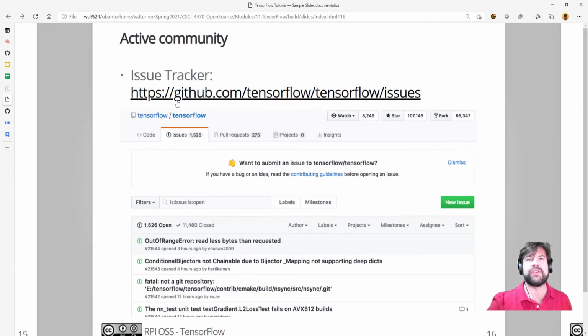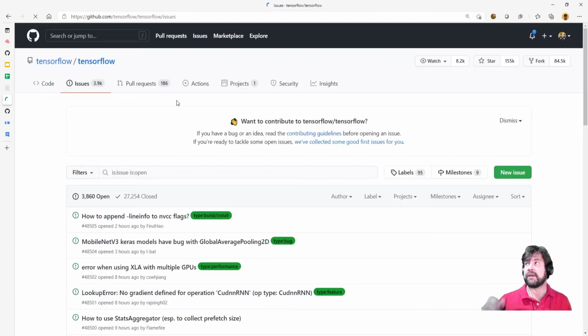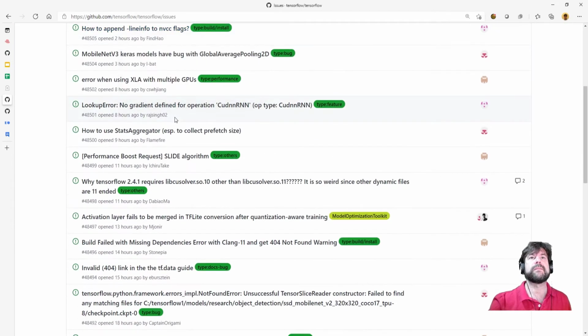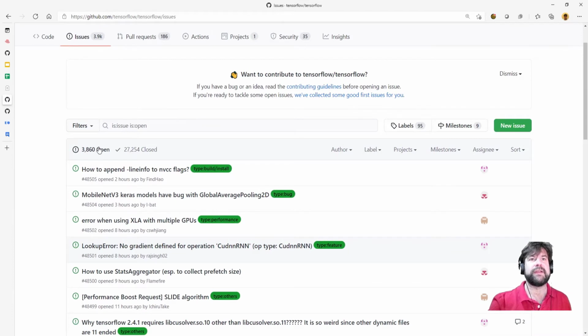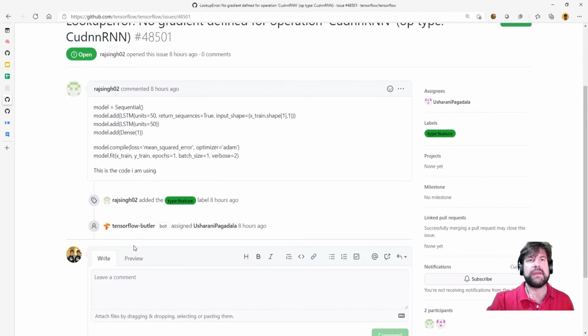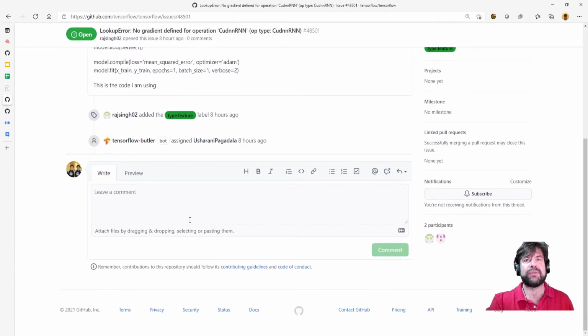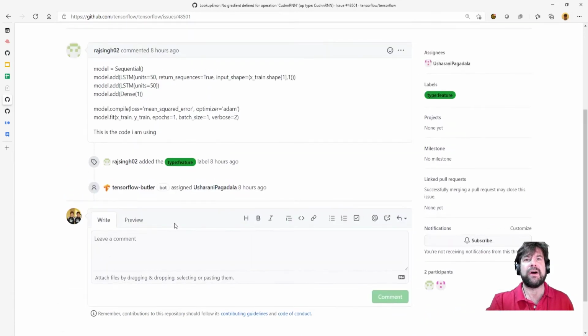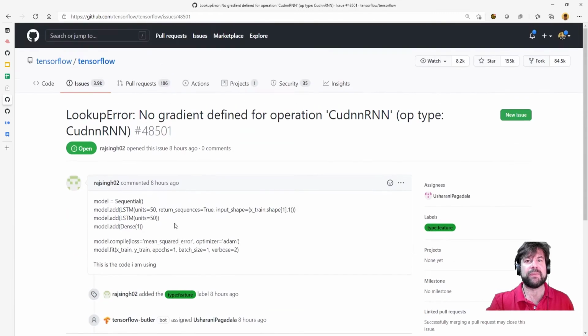Okay, so they have an issue tracker. We can go into the issue tracker. Right, I think that we had still 3,860 open, 27,254 closed issues. And you can kind of go in here and look at them. This is a feature label. Somebody's actively culling these as we go along. This was submitted and then labeled and assigned, all just about a few hours ago.